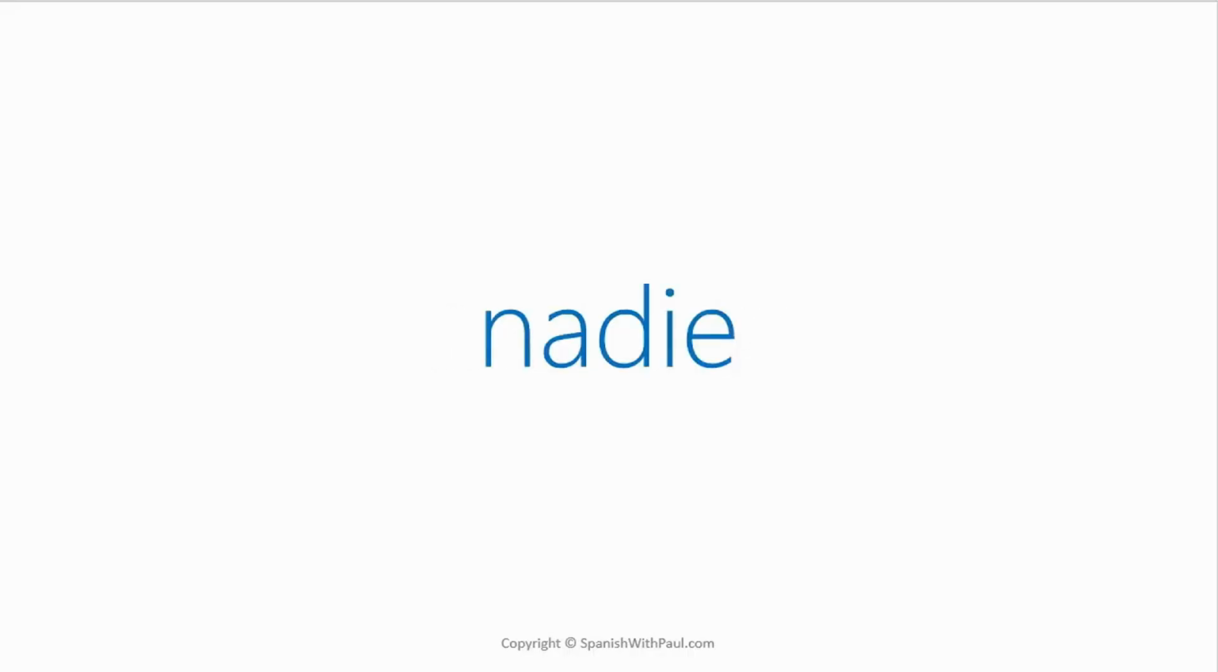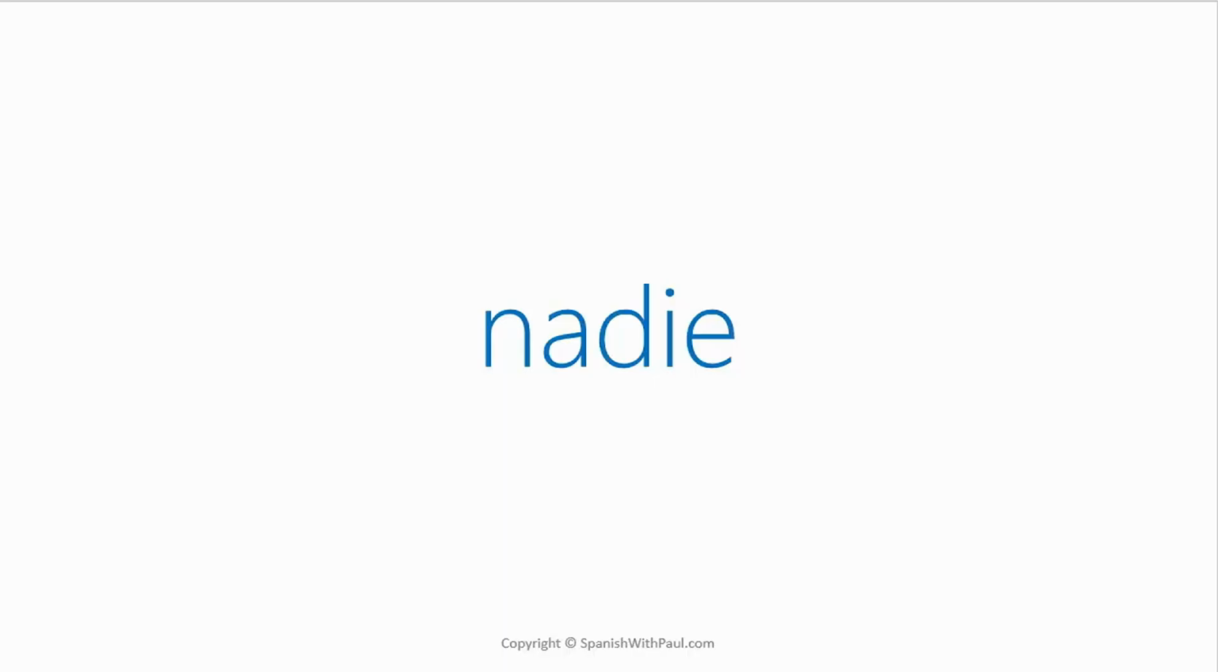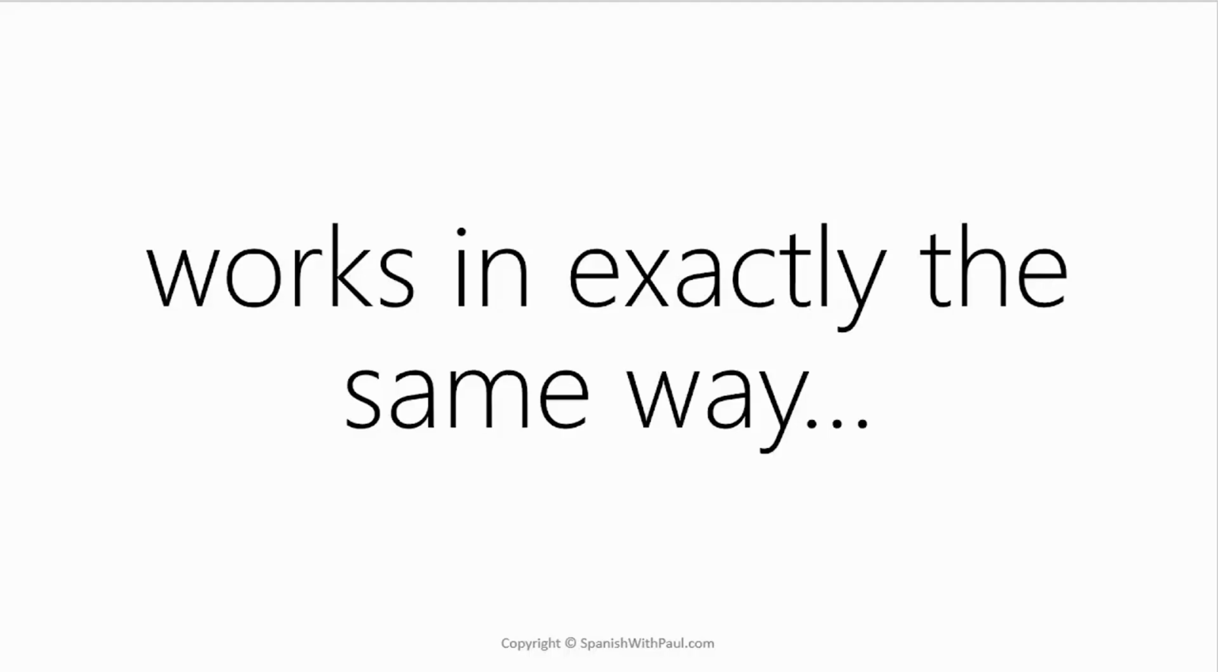Next up, I'd like to look at the word in Spanish that represents no one or nobody. This is the same word in Spanish. In both cases, no one or nobody is nadie. We have na, di, e. Nadie. And just like the word quién, nadie will go perfectly with the verb angle of he, she, and it. In other words, it more or less works in exactly the same way.